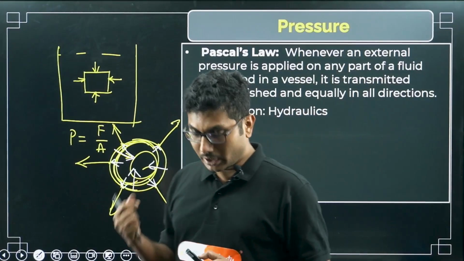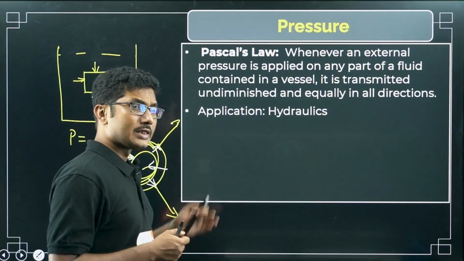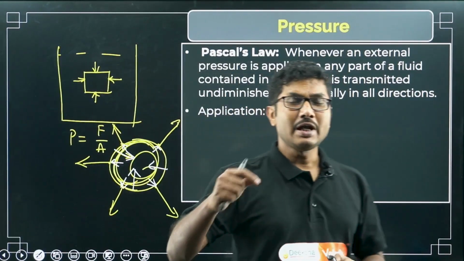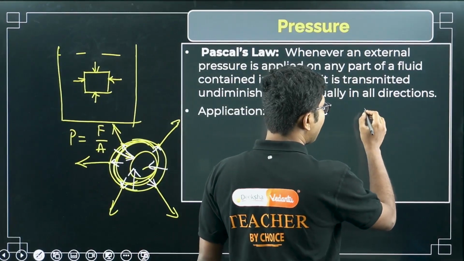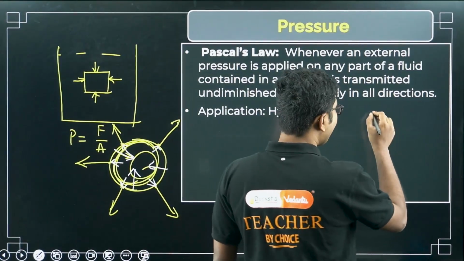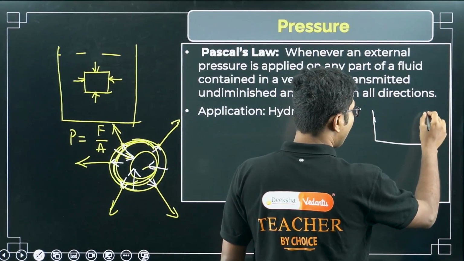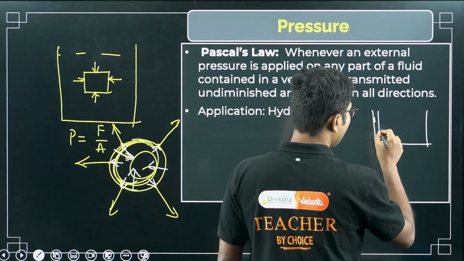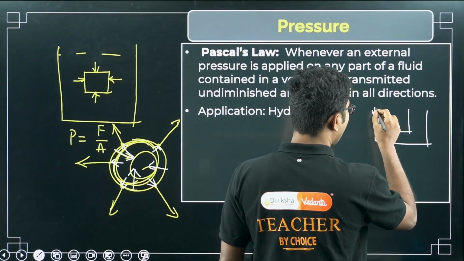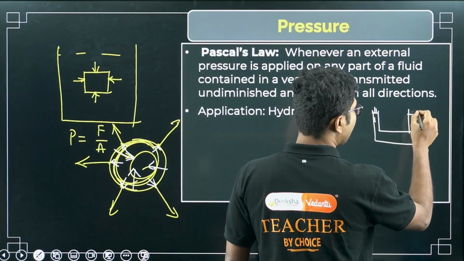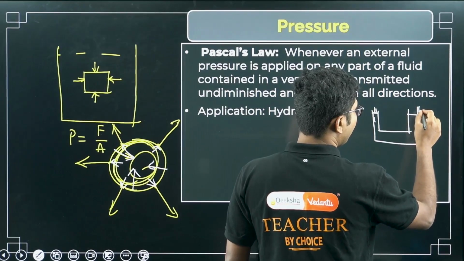The hydraulic press is one of the oldest forms where this concept is used in printing material. A normal hydraulic press that you may have seen looks like this, where you have a small pipe and a large pipe. Here you apply a small amount of pressure and here you get a large amount of force.